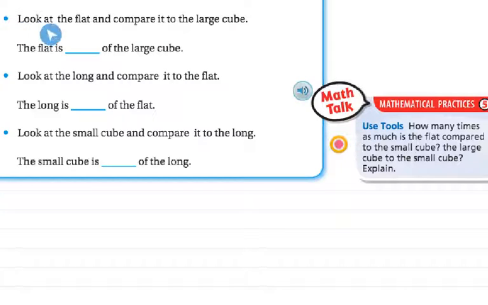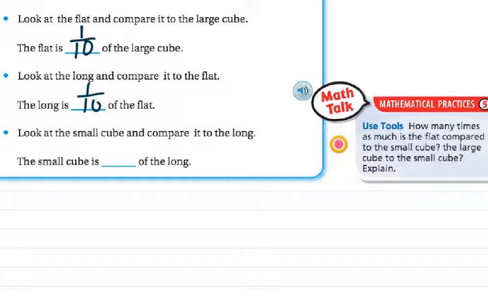So the first one says, look at the flat and compare it to the large cube. The flat is 1/10 the large cube because the flat is less than the large cube. So you would need 10 tenths to get the large cube. Next, look at the long and compare it to the flat. The long is 1/10 of the flat. That's because 10 of the longs have to fit inside of the flat, and we only have 1.